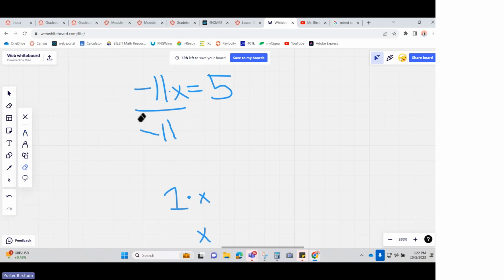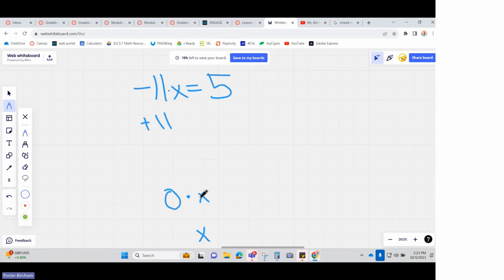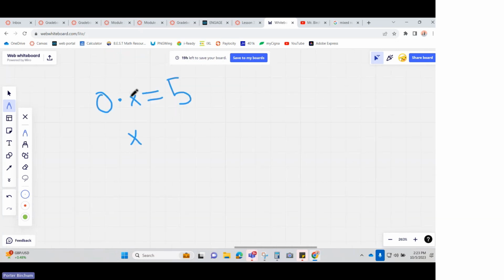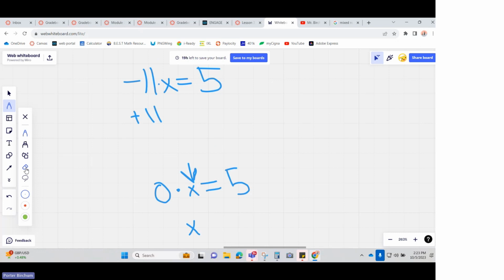Now, some people might think, oh, negative, I've got to add 11. If you added 11, that would turn it into 0 times x equals 5. It wouldn't matter what number you put here, there would not be a true sentence. No number in the universe multiplied by 0 would equal 5. So that's why adding 11 wouldn't work. You've got to use the inverse operation.